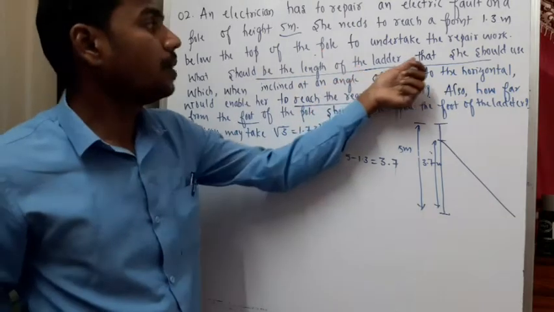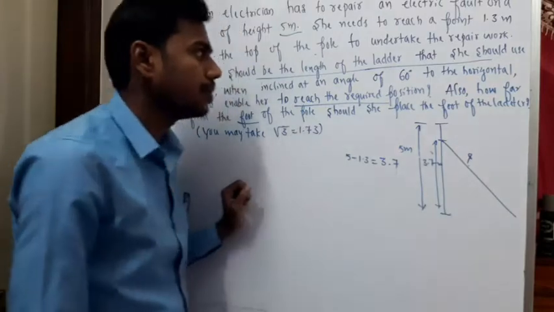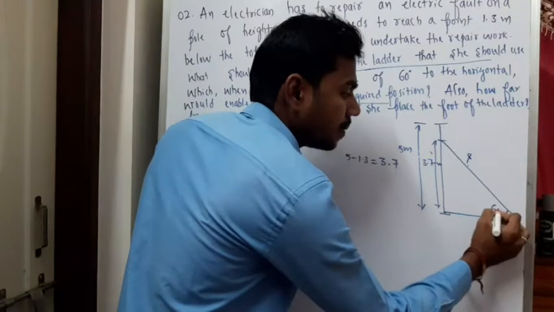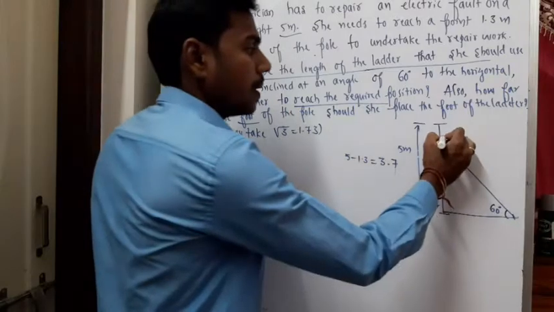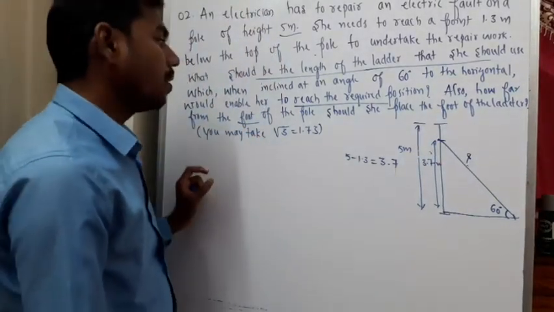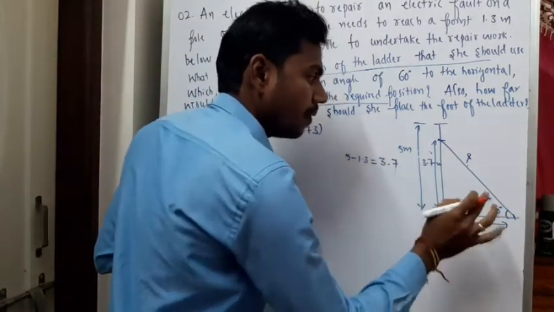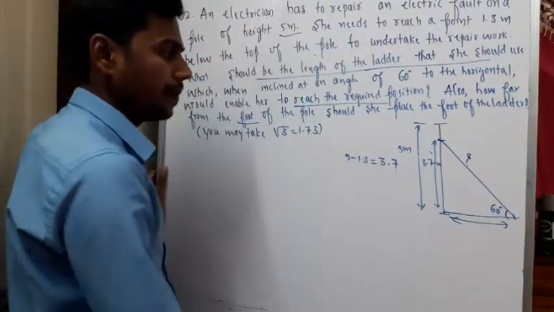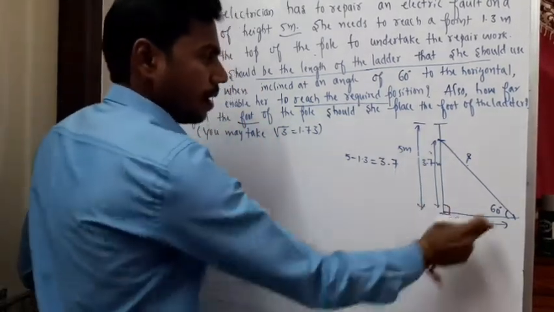What should be the length of the ladder that she should use, when it is placed at an angle of 60 degree to the horizontal, which would enable her to reach this particular position to carry out the repair work? And also, how far from the foot? See, we need to find this as well as we need to find this. Okay. Now, so what are we going to do? This will be 90 degree.